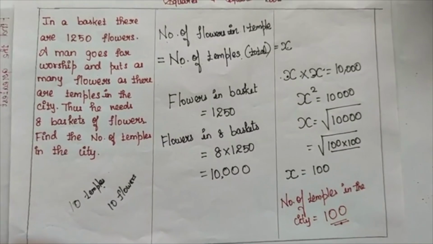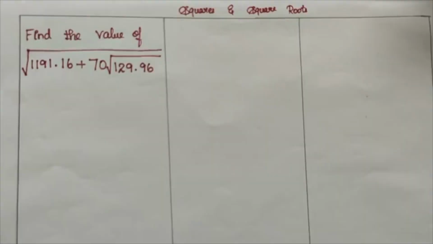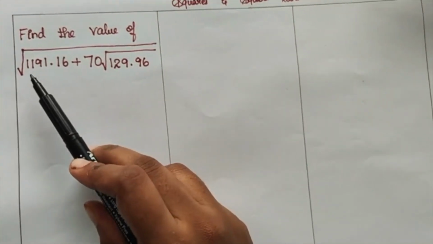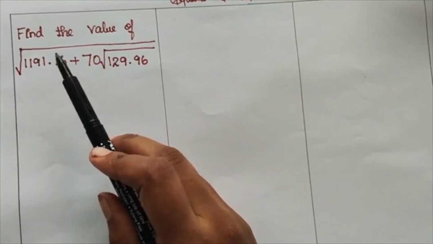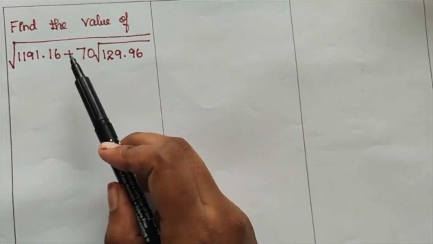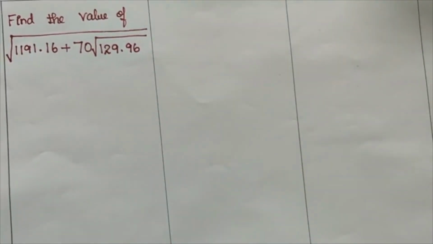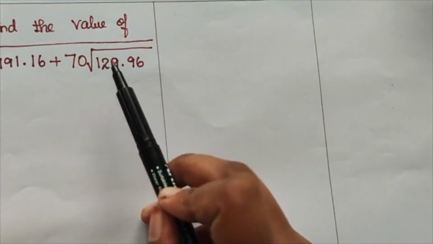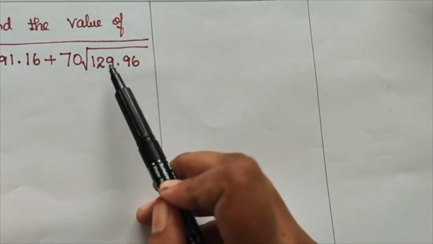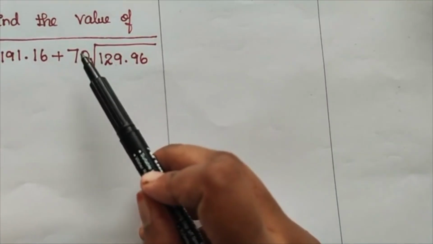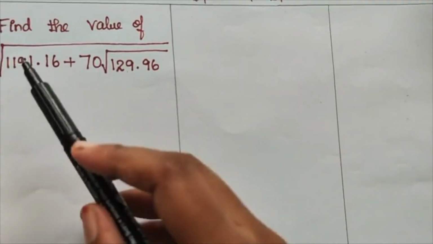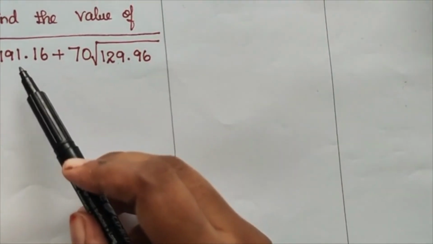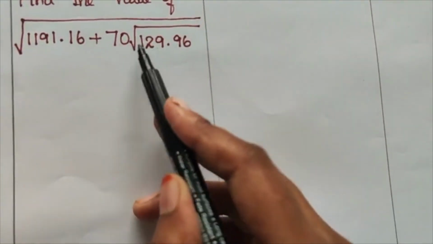Let's go to the next one. Find the value of root of 1191.16 plus 70 root of 129.96. So first we need to find the square root of 129.96. Then we need to multiply with this 70 and add with this number. We'll get another number. We need to find the square root for that number. So let me take this one first.